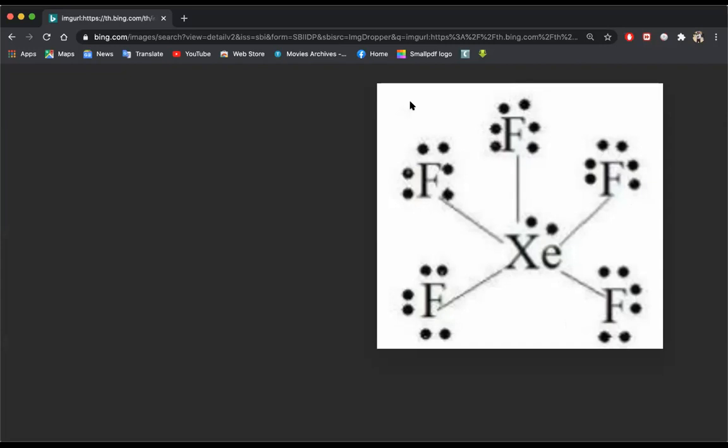Because we are saying all compounds are supposed to satisfy the octet rule, whatever does not satisfy an octet rule is what we are calling an exception to the octet rule.